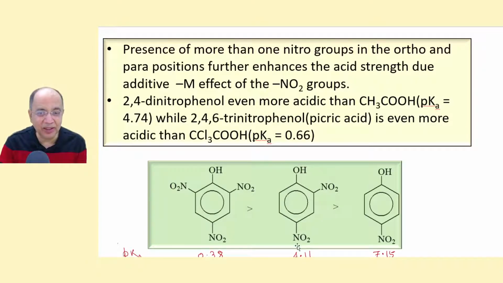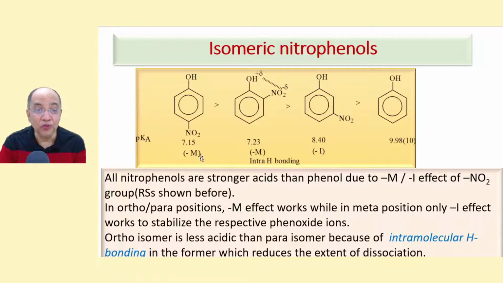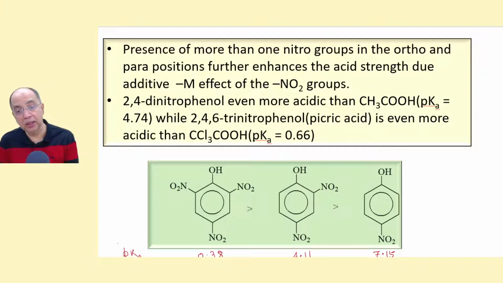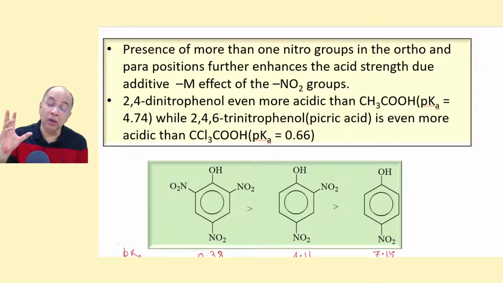If you introduce another nitro, there are two nitro in the proper position, not in meta with respect to the OH. So that will enhance the extent of delocalization of the negative charge of the phenoxide ion, the number of resonance structures will be still more, because both the nitro will enter into conjugation, and hence see the pKa has been reduced from 7.15 in mononitro, only paranitro is 7.15, to 4.11. 1000 times stronger than this.